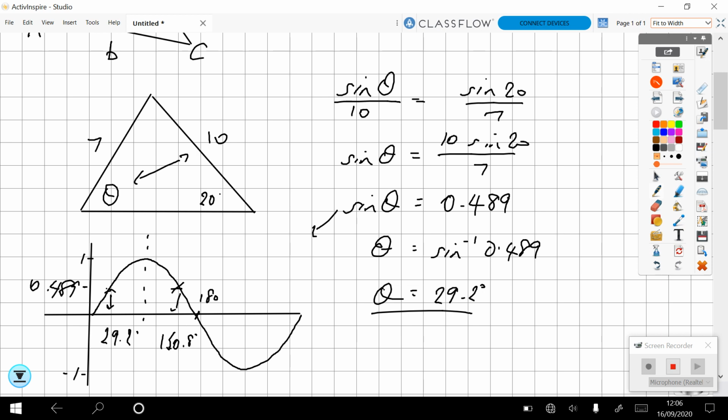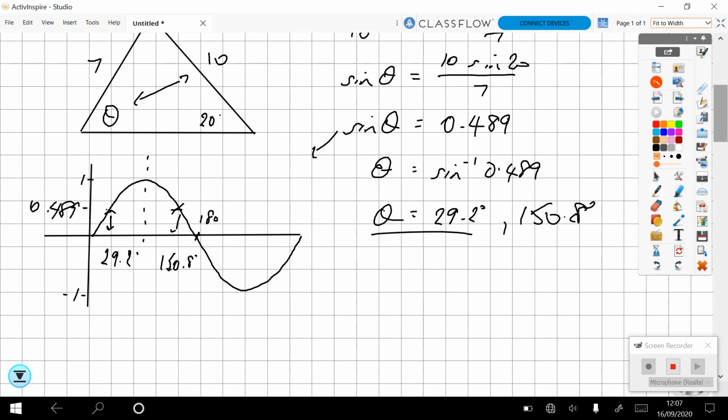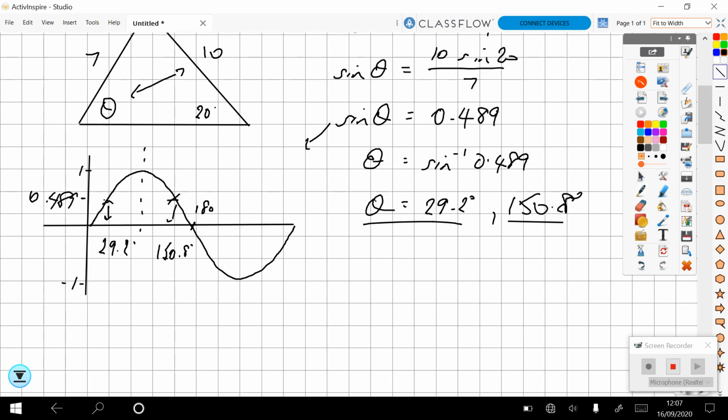I know that I drew the original triangle in such a way that theta looked as if it was acute, but the question didn't say that it was acute. So we've actually got an interesting situation going on here. The angle can also be 150.8 degrees. And what's happening if we just try and sketch these two triangles that we've discovered? The first one, let's try and make it reasonably realistic. 29.2 degrees is a small angle. 20 degrees is also a small angle.